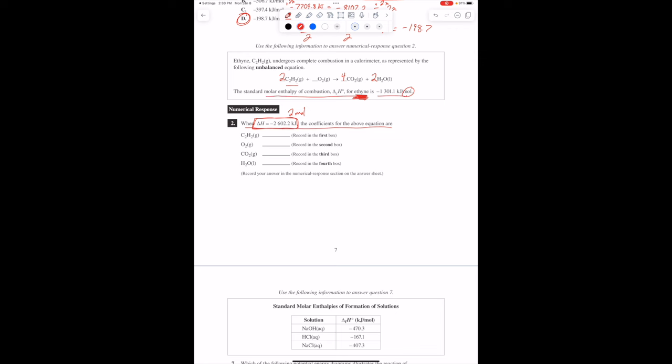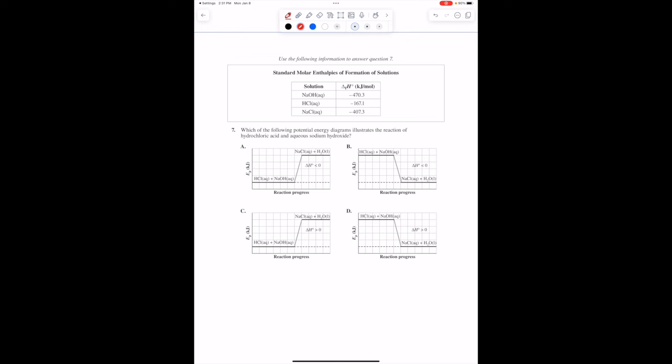And then if I look at my Os, I got 2 times 4 is 8. Plus 2 more here is 10. So that's a 5. 2, 5, 4, 2. So C2H2 is 2. That's a 5. CO2 is a four, and that's a two. 2542.